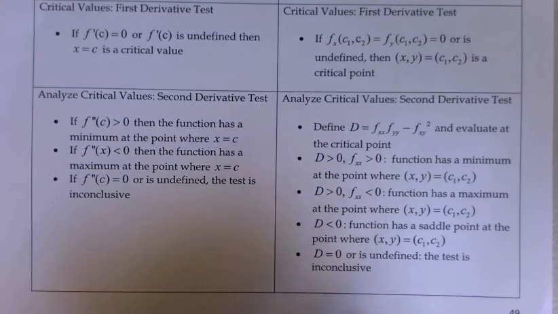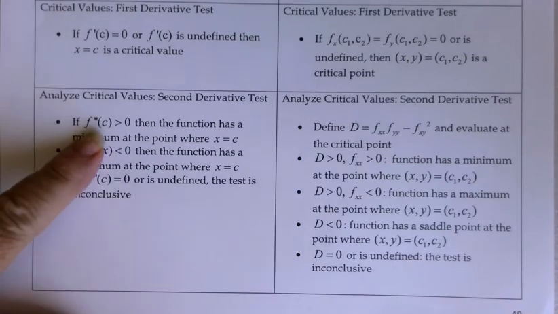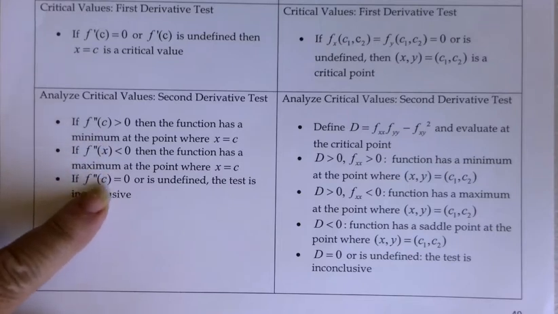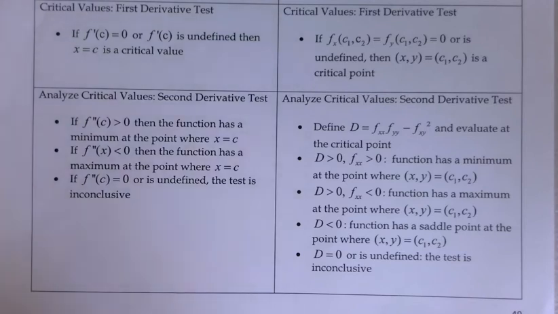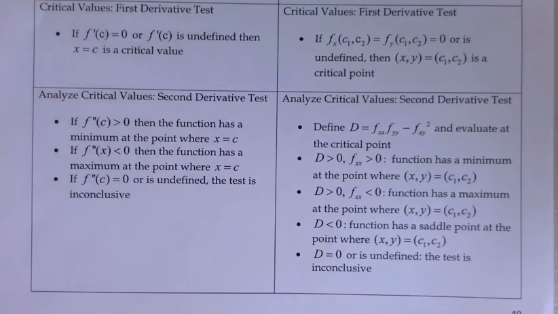In Calc 1, you learned that one of the ways to test them was using the second derivative. A positive second derivative meant a minimum, a negative second derivative meant a maximum, and a second derivative of 0 or undefined was actually an inconclusive test. Again, with our multivariable functions, we will use the second derivative to determine whether our critical values are maximums, minimums, or maybe something else. But instead of a single second derivative, we actually have several second derivatives, right? We have f sub xx, f sub yy, and the mixed partial f sub xy.